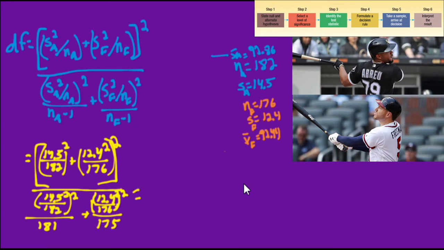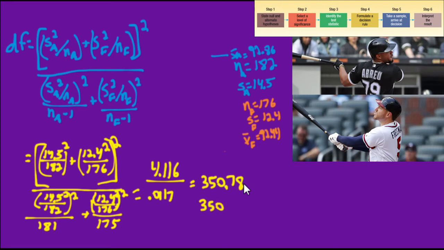Okay, so you can verify this math, but that's going to give us what I believe is 4.116 roughly on the top and 0.0117 on the bottom, which gives us a degrees of freedom of 350.78, which we would round down. So we're going to round down to 350.